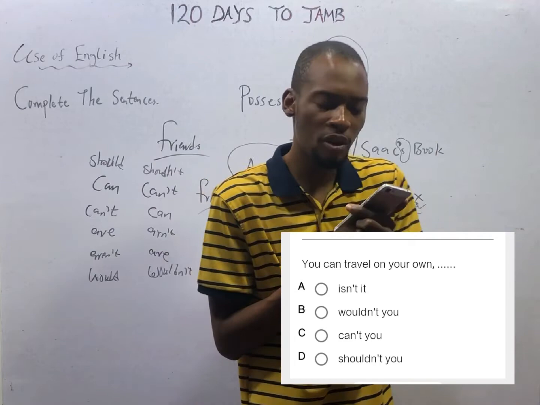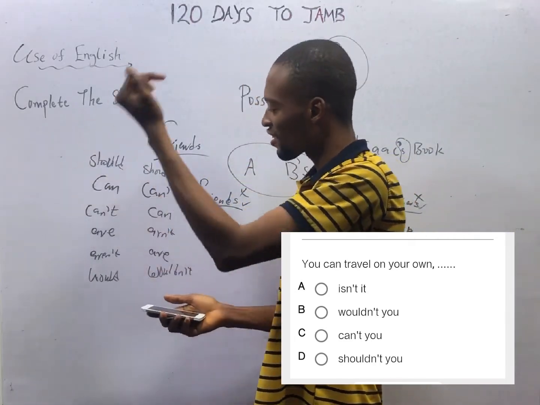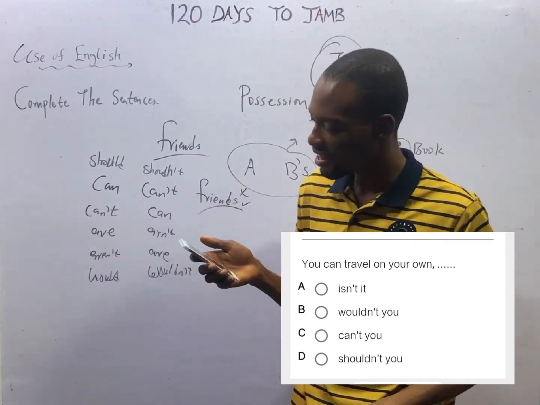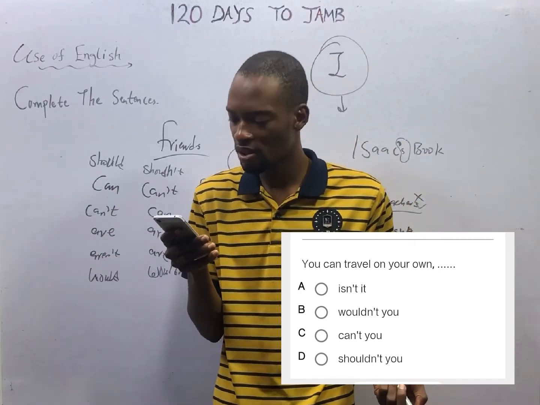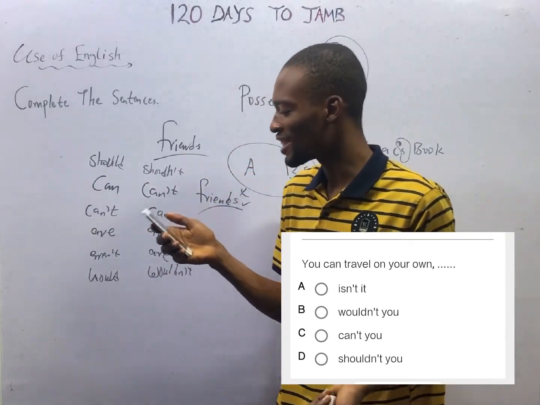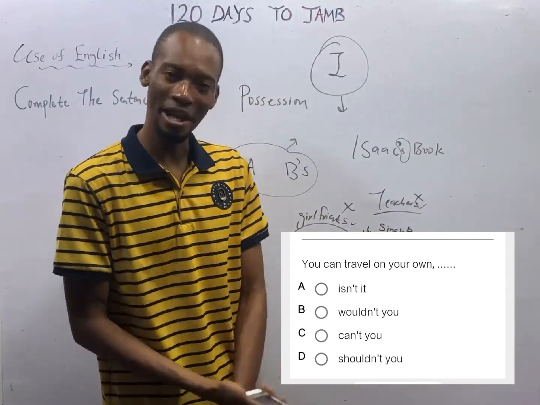So, "you can travel on your own." Can, the question tag should be can't. So "can't you" is correct. "You can travel on your own, can't you?" B is correct.